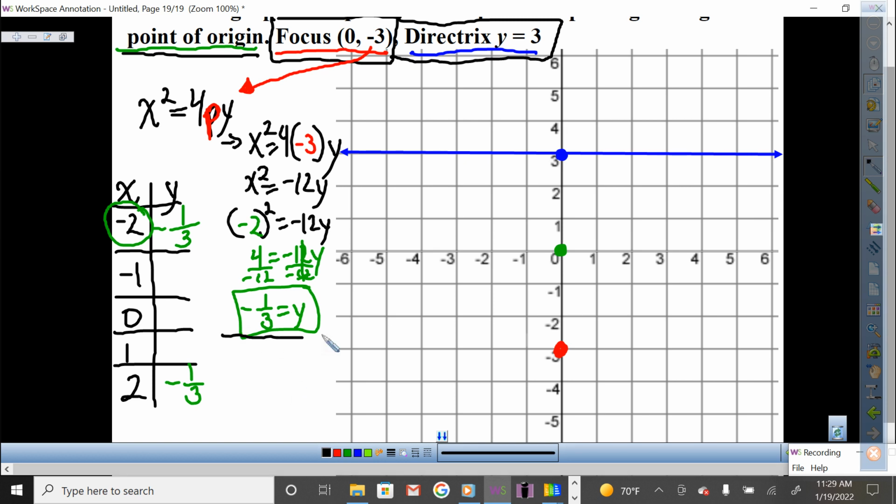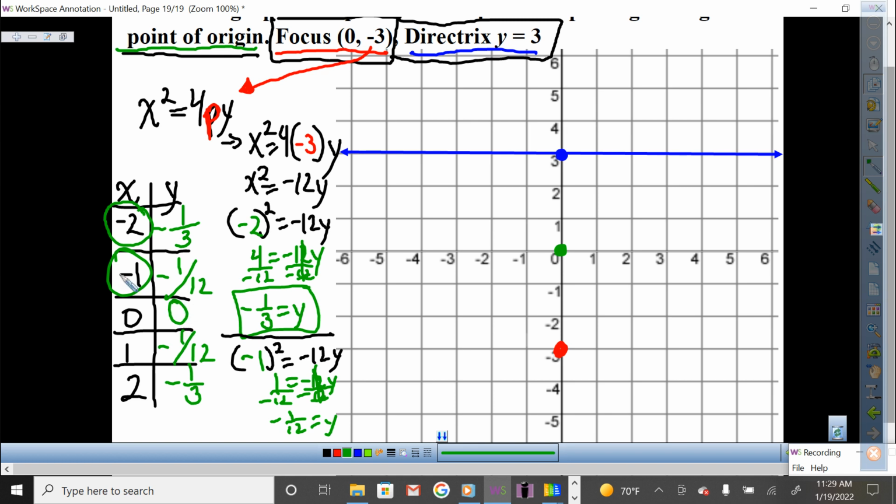Yes? All right. Let's do the same now for the next value, which is negative 1. Parentheses squared equals negative 12y. My next value is negative 1. So what is negative 1 squared? 1 equals negative 12y. Divide by negative 12, divide by negative 12. Negative 1 over 12 equals y. That goes right here, negative 1/12. But also where? At 1, negative 1/12. And here for the point of origin is 0, 0, yes?